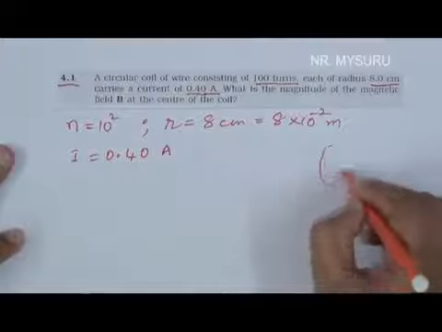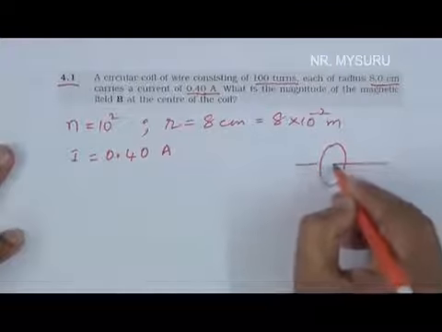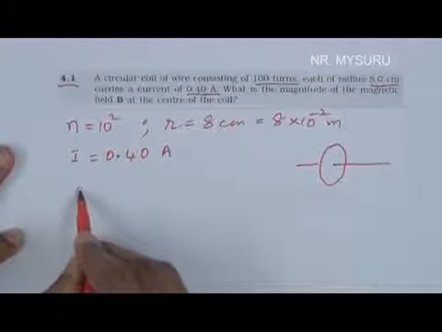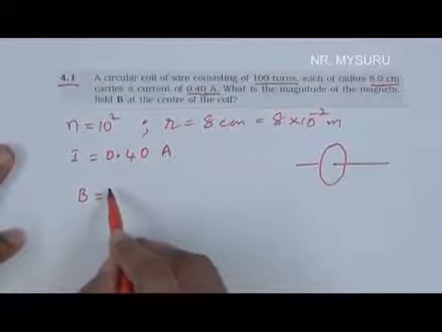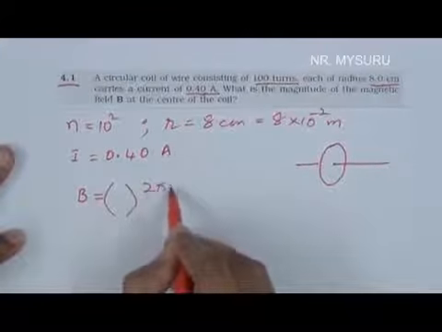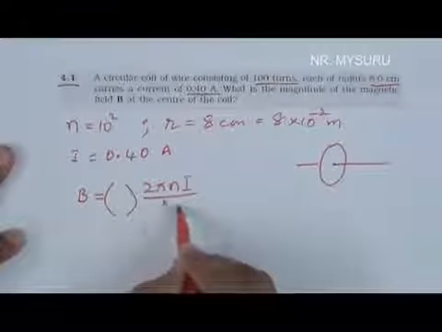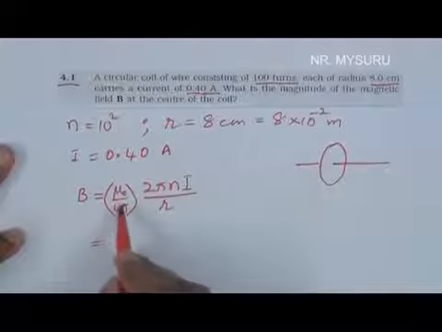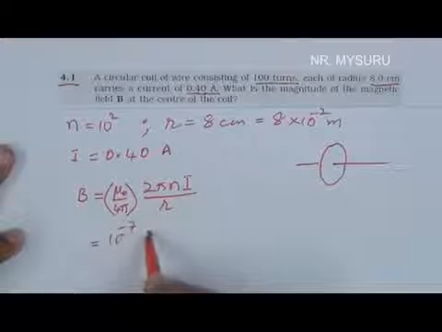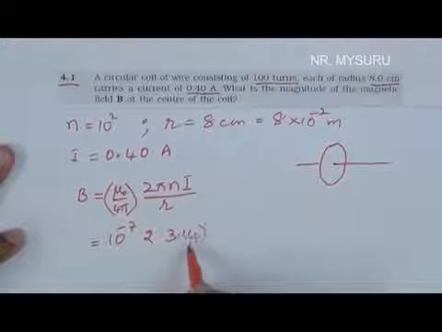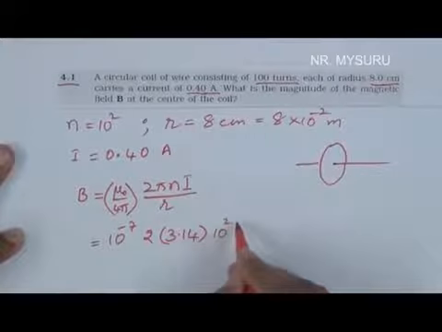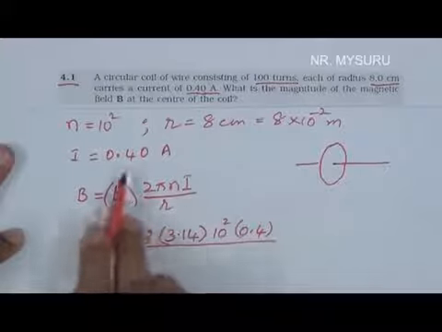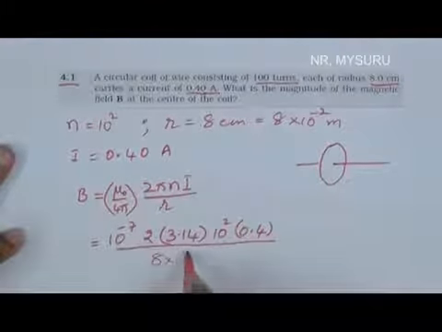So this is a circular coil, center of the circular coil. If there is current through the coil, then there is magnetic field. So magnetic field at the center is given by constant × 2πNI by R. This constant is μ0 by 4π, equal to 10 power minus 7, times 3.14, number of turns 100, current is 0.4, divided by radius 8 centimeter, 10 power minus 2.